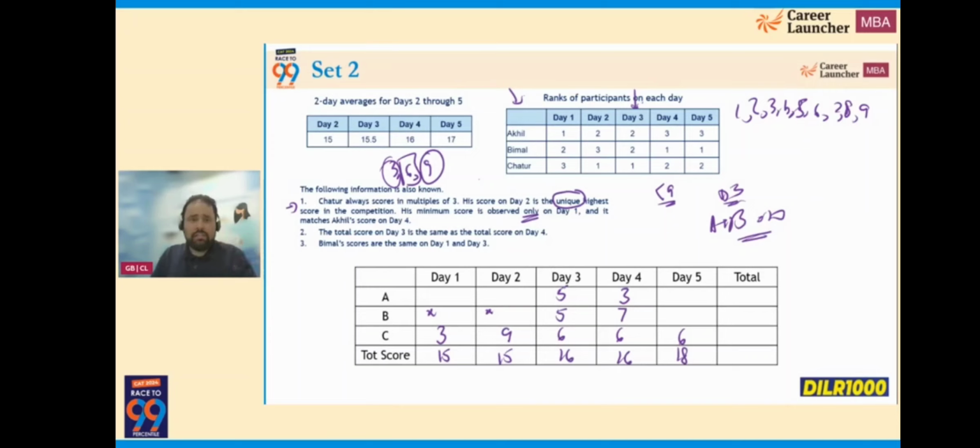यहाँ तक आ भी clear? Also यहाँ क्या बोला था? Bimal score are the same on day 1 and day 3. So if they are same as day 1 and day 3, ये x हटा दो. ये भी 5 हो गया. अब अगर ये भी 5 हो गया, day 1 का A का score I can get 15 minus 5 minus 3, 15 minus 8. So suddenly look at it. 3 दिन का काम is done and dusted. No pause for 1. 3 days is already done.